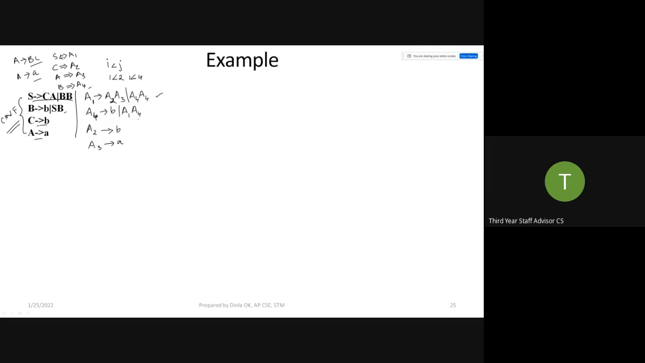A4 implies B, A1, A4 means we have I value as 4 and J value as 1. This is a terminal, but we have one more production. A4 implies A1 A4. So here I value is 4 and J value is 1. So we can say that I is greater than J. If I is greater than J, next we have to take the production A4 implies B, A1 A4. This is the production that does not satisfy the condition.